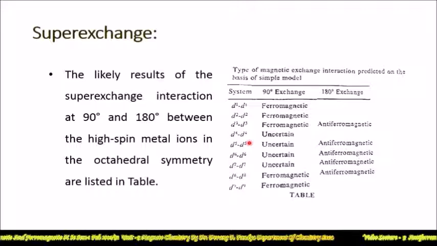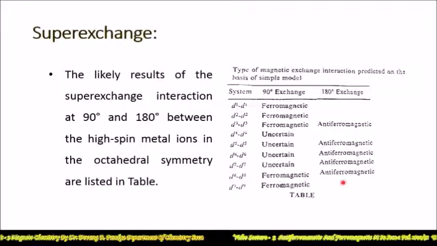High spin metal complexes: d5 to d7 demonstrate antiferromagnetism at 180 degree exchange, and for the higher transition metals, that is d8, d9, at 90 degree both ferromagnetic and antiferromagnetic behavior are indicated. At 90 degree exchange d9 demonstrates ferromagnetic behavior, while at 180 degree there is no antiferromagnetism found in the d9 case, that is of zinc or copper(I).